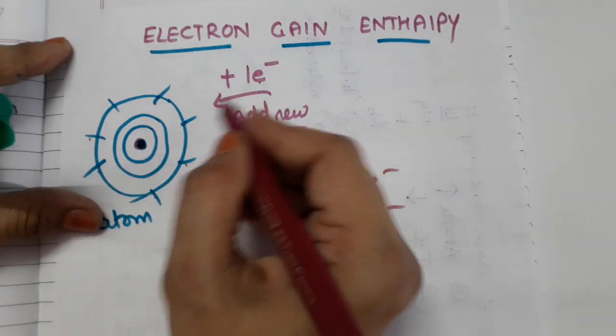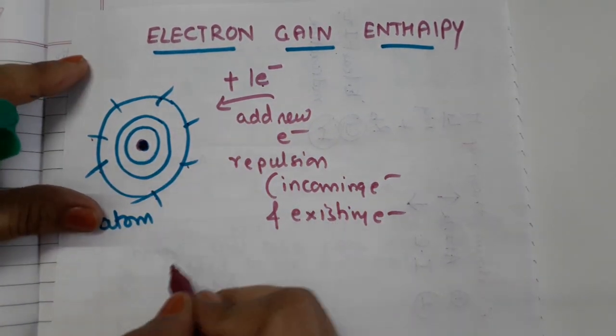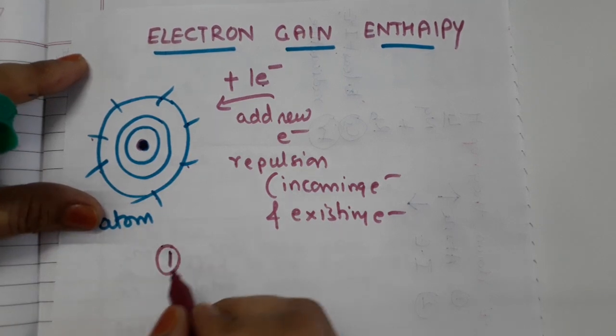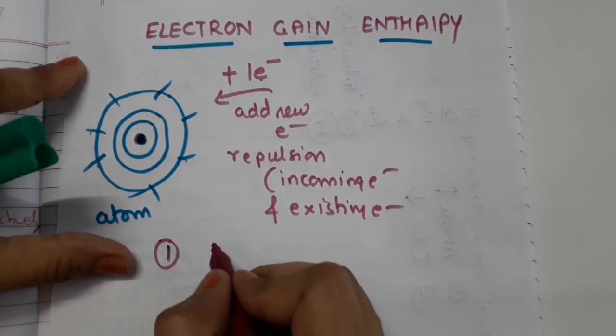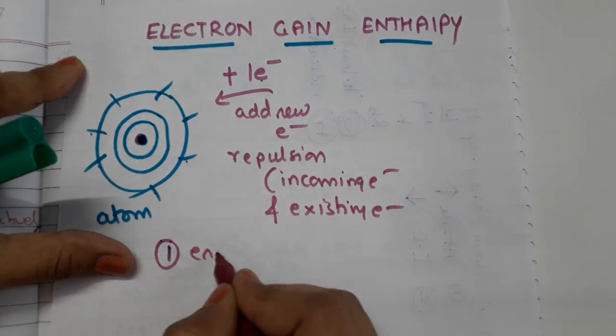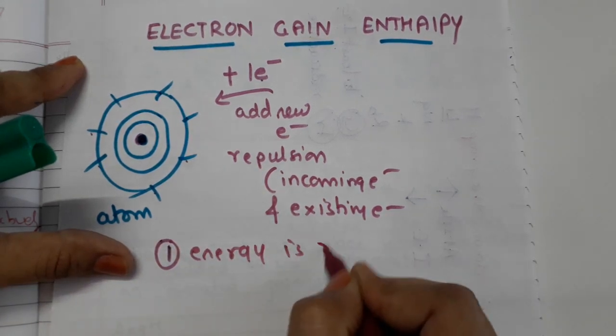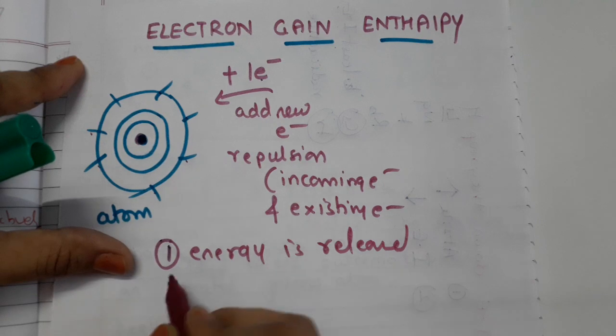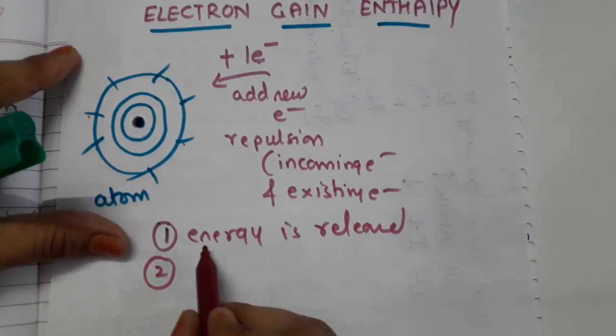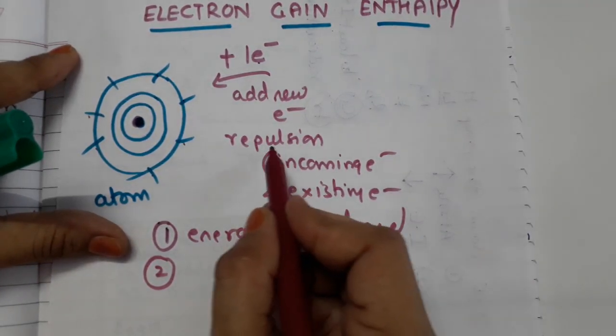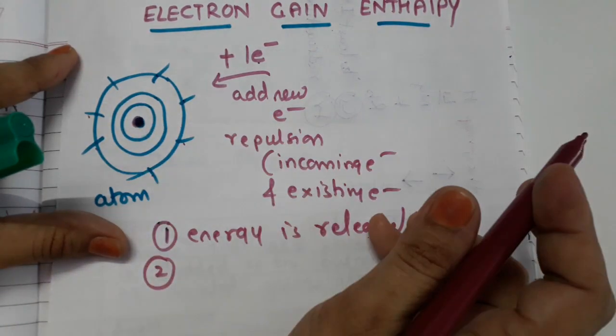But when it will be accepted, two things are going to happen. Number one, please remember, when the electron is added, energy is released from the atom. Now, second point, see, why is energy released? Because there is a repulsion, and hence energy will be released.